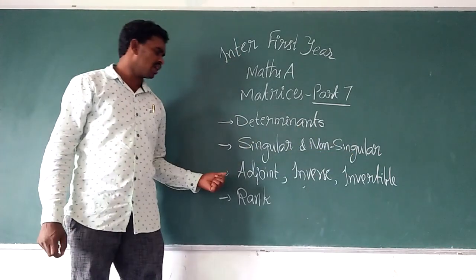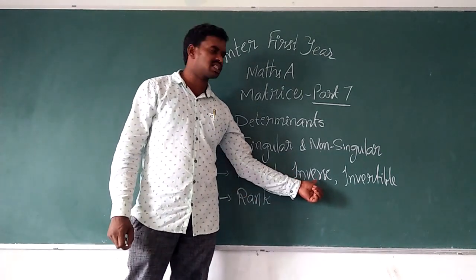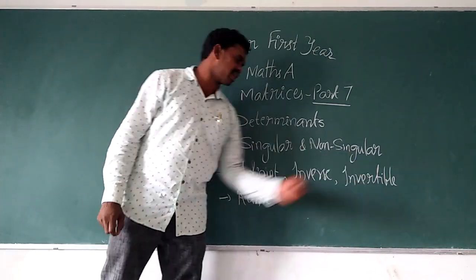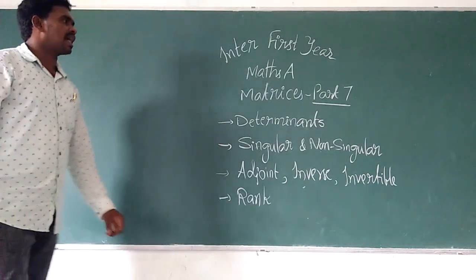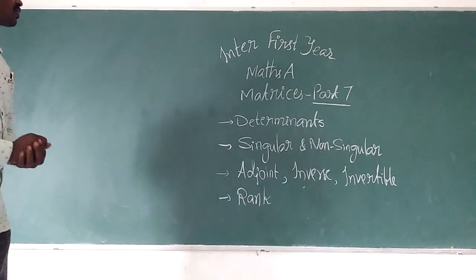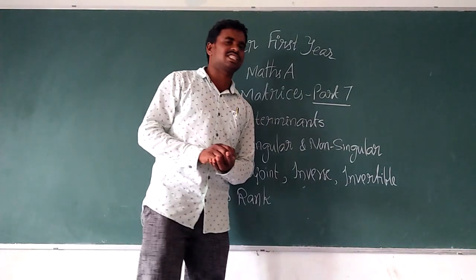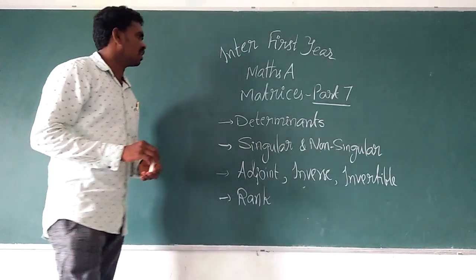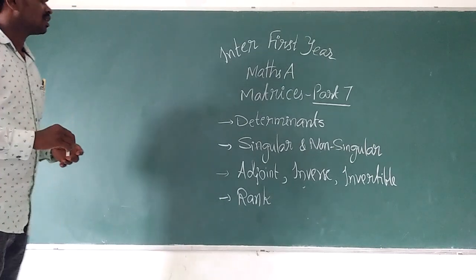matrix, how to find the adjoint matrix, what the inverse of a matrix is and how to find it, what an invertible matrix is, and how to find rank. Those kinds of steps will be explained in this video. In the previous parts 1, 2, 3, 4, 5, 6, I explained a few sums.